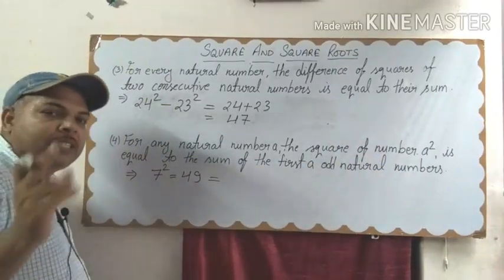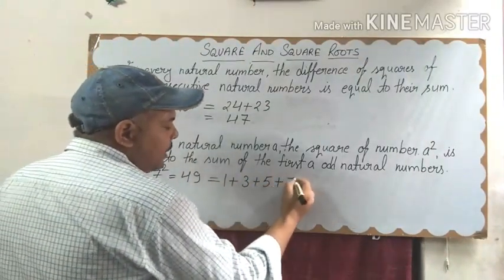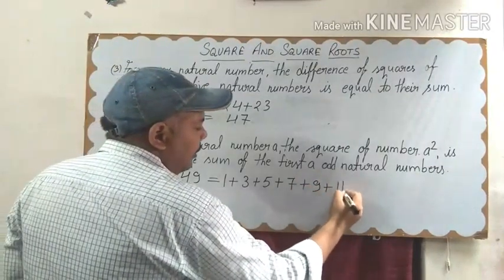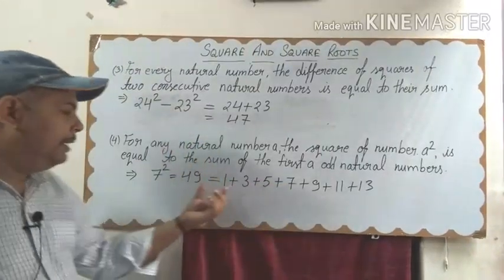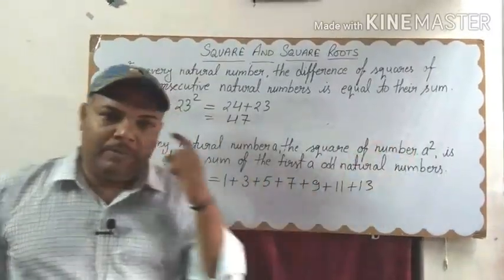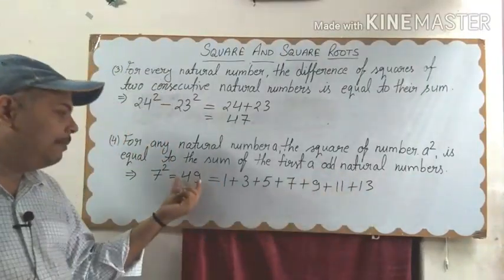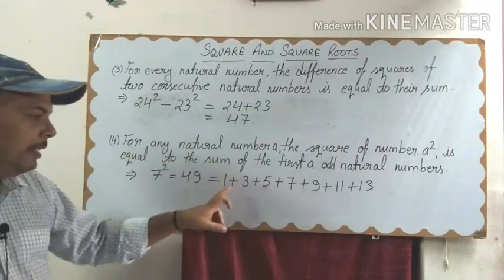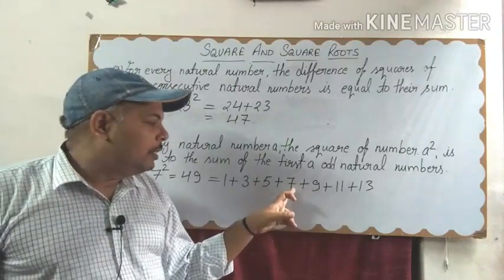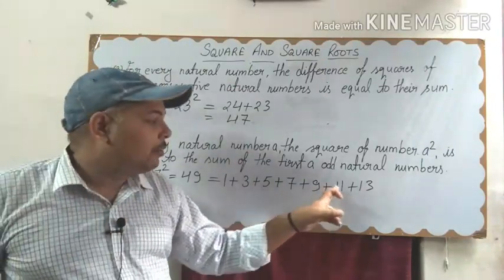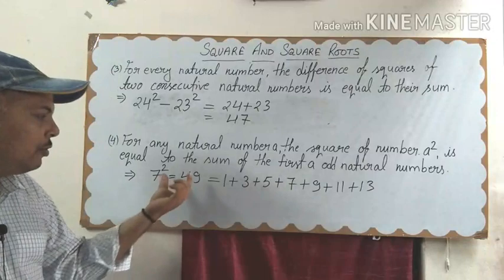So tell me the first 7 odd natural numbers. That is 1, 3, 5, 7, 9, 11 and 13. 1, 2, 3, 4, 5, 6, 7. These are the first 7 odd natural numbers. Now if you add these 7 numbers, you will get the same answer, 49. See here, 3 plus 1, 4, 4 plus 5, 9, 9 plus 7, 16. Good. 16 plus 9, 25. 25 plus 11, 36. And 36 plus 13 is equal to 49.